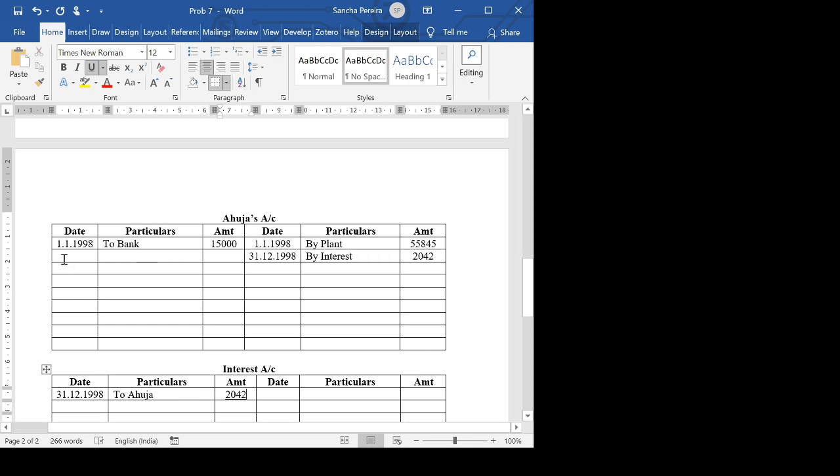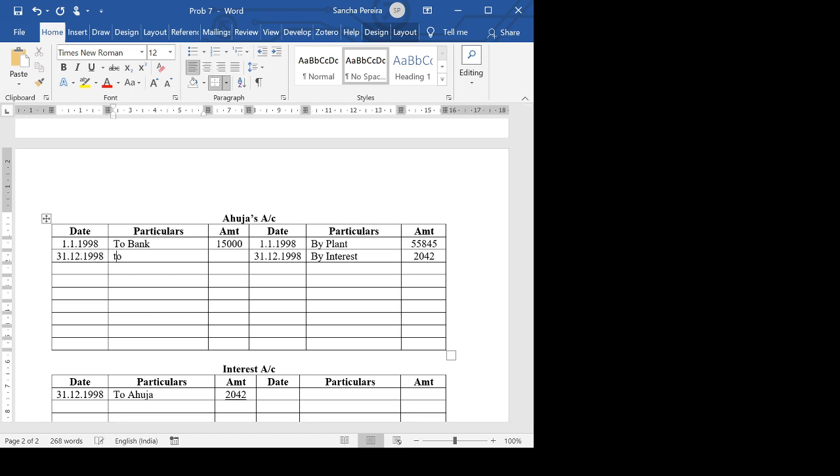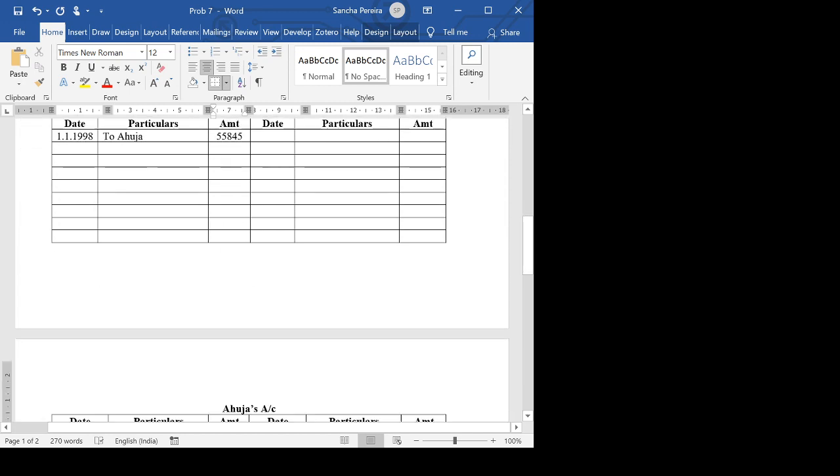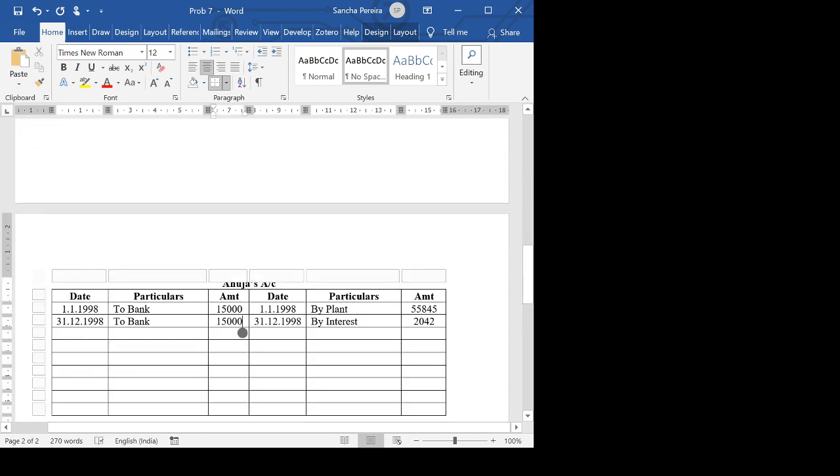Ahuja's account debit to bank. The first bank entry is the down payment. The second one is the installment. Don't get confused. Installment is 15,000, right? It's always by the installment, never by the cash price. Always the installment because we are paying the interest and the cash price. So finally, whatever is paid.